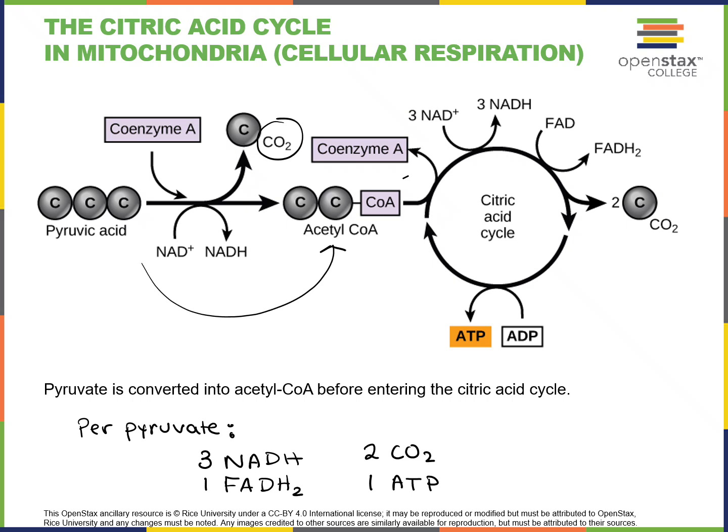And remember, each glucose molecule gets broken into 2 pyruvates. So all of this gets multiplied by 2. And that's your total amount of products for the citric acid cycle.